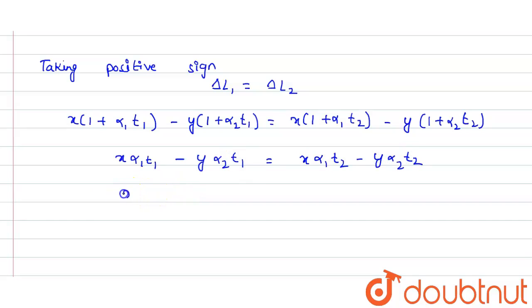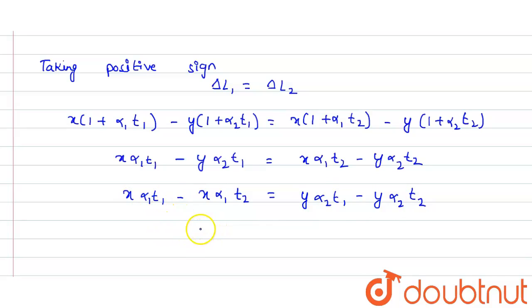So if we do like this, it would be x alpha 1 t1 minus x alpha 1 t2. This would be equal to, if we take this to the other side, y alpha 2 t1 minus y alpha 2 t2. Clearly we can see that we can take x alpha 1 as common, then here it would be t1 minus t2. Similarly, we can take y alpha 2 as common, so it would be t1 minus t2, and that would be cancelled.